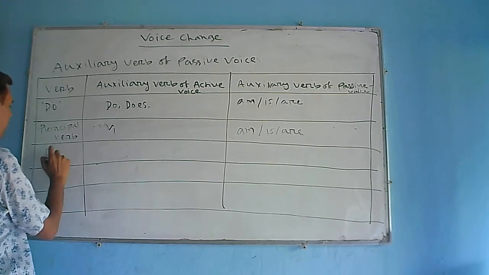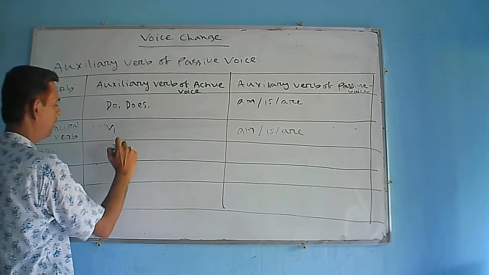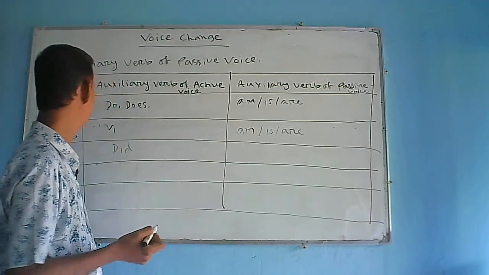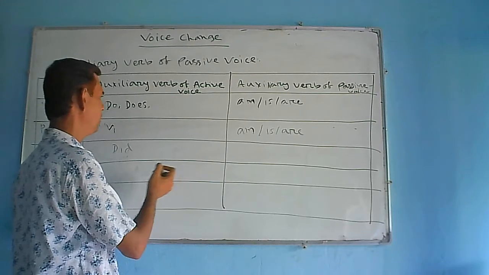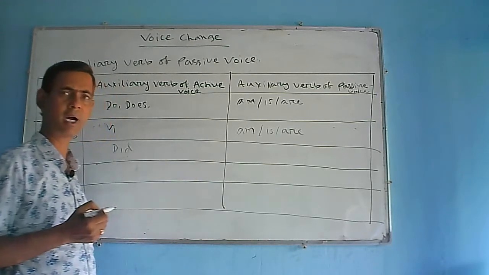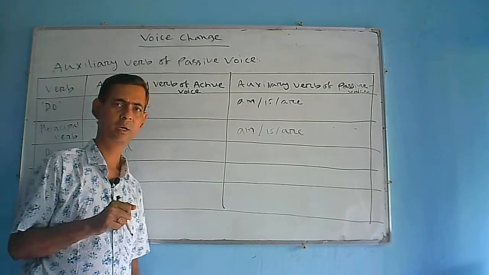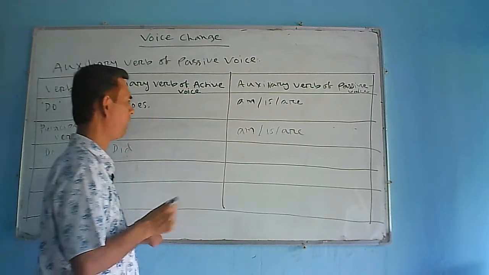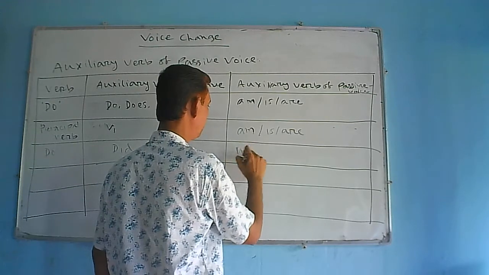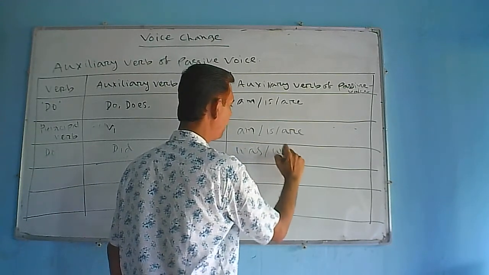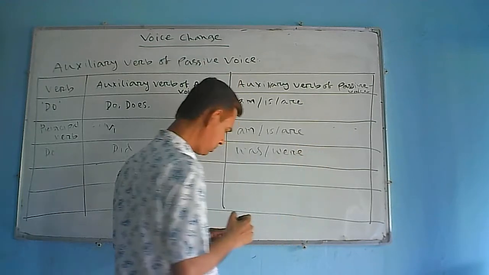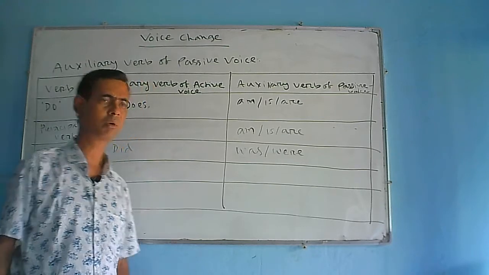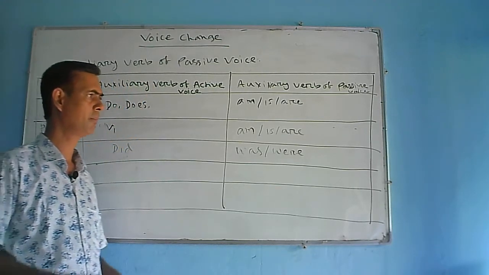Do verb, again do verb. Did. If they remain did as auxiliary verb of an active voice, was or were will be used as the auxiliary verb of passive voice.